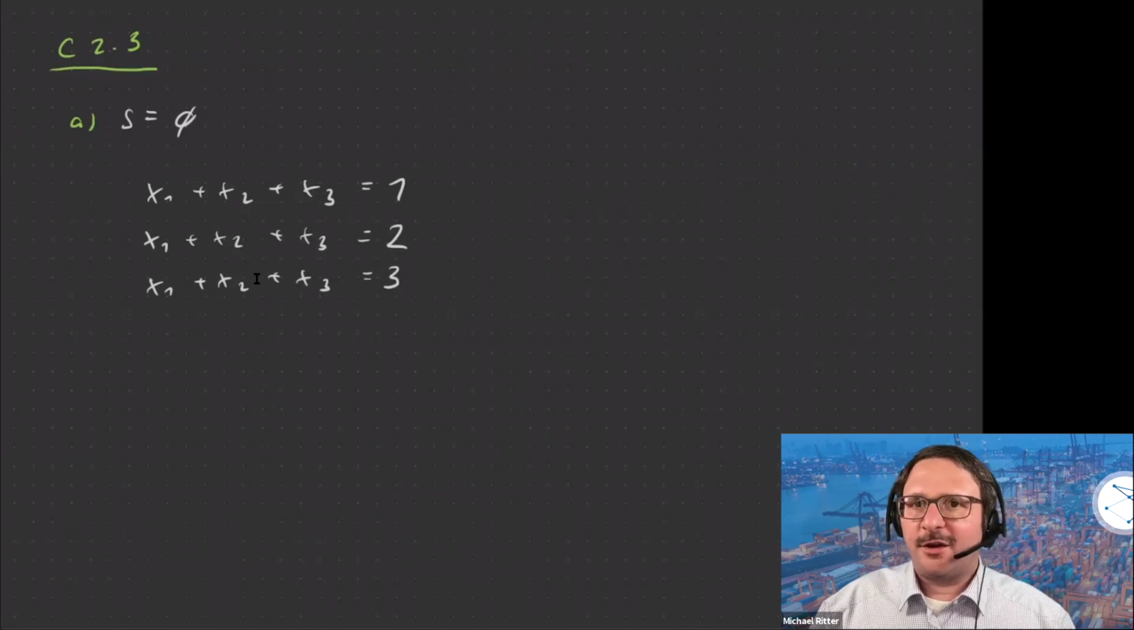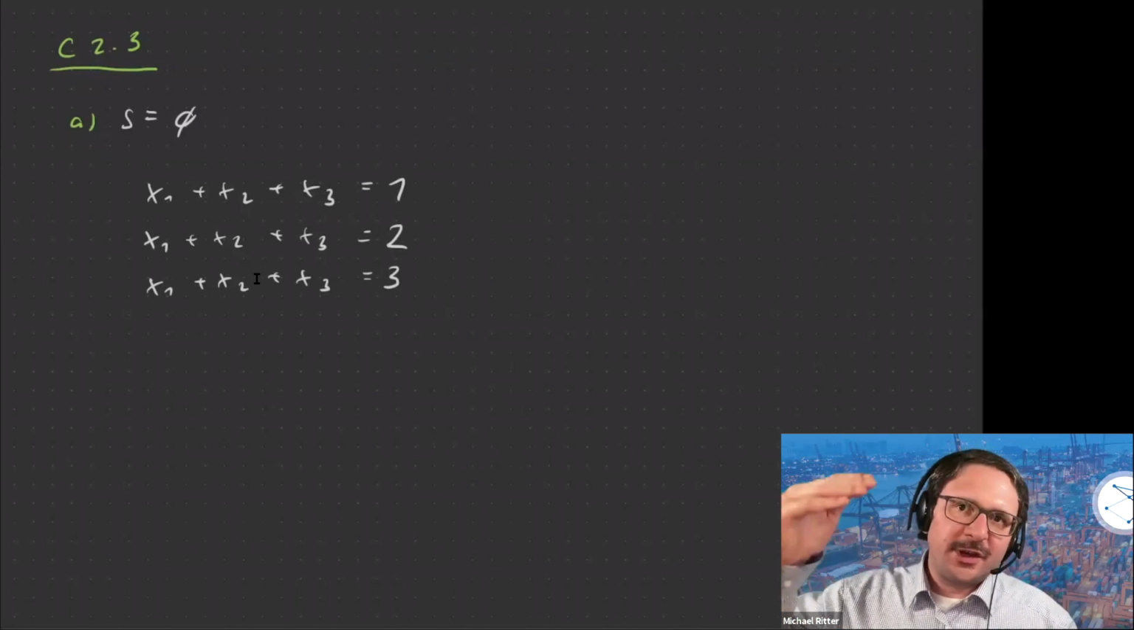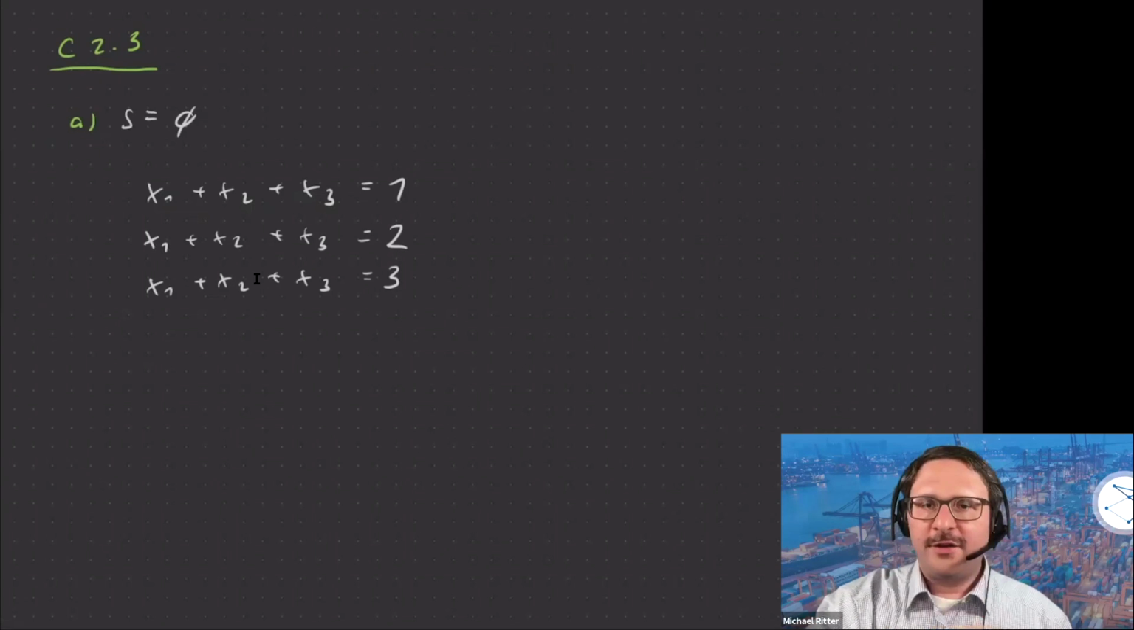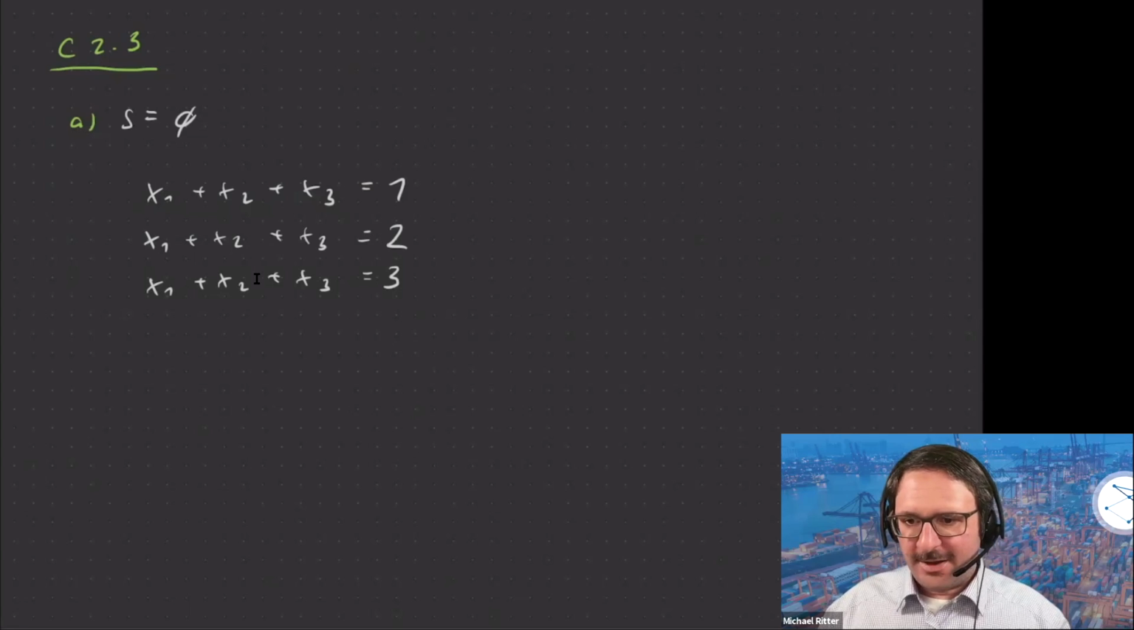And if you apply Gaussian elimination, you quickly end up with 0 rows on the left and non-zero entries on the right. So you get a contradiction as we've seen before. Okay, so something like that. Empty set, that shouldn't be too difficult.